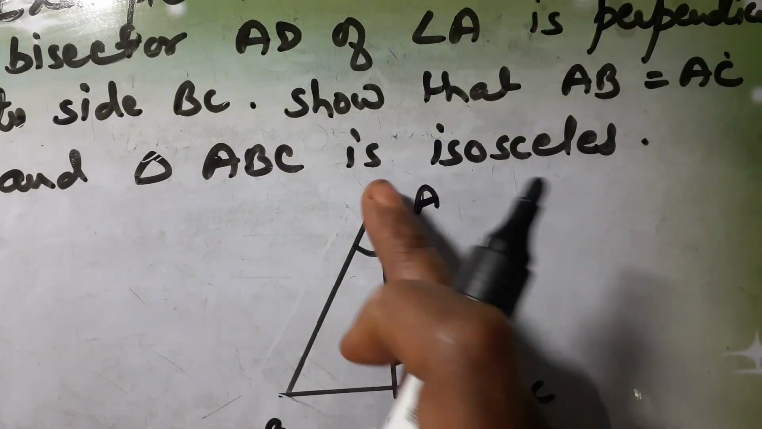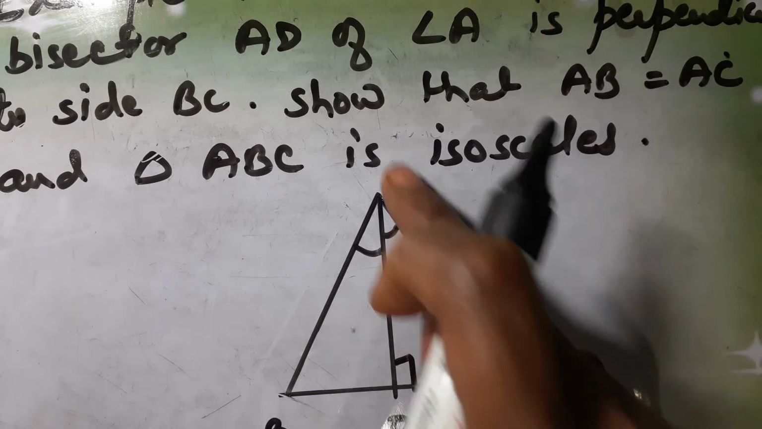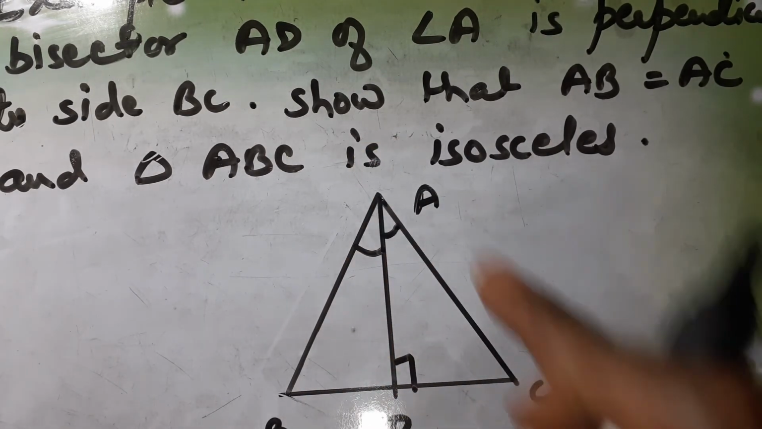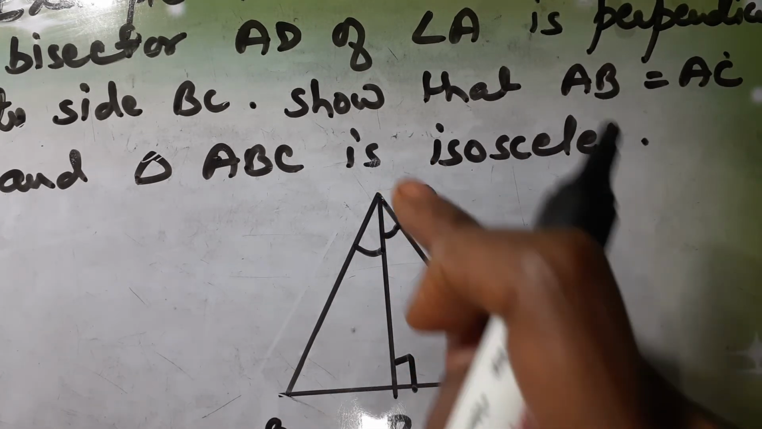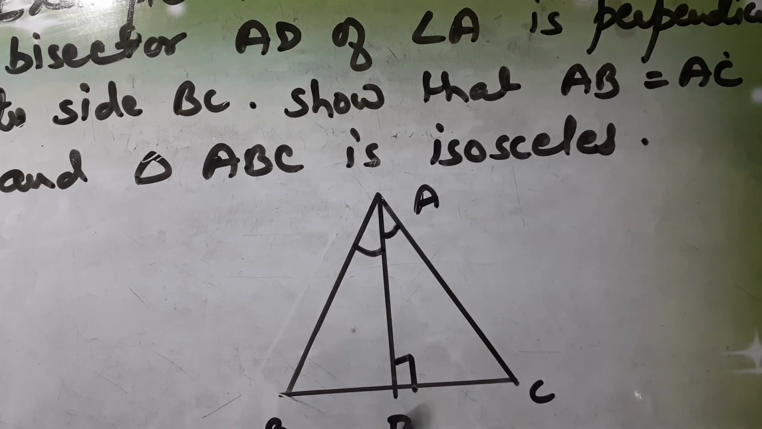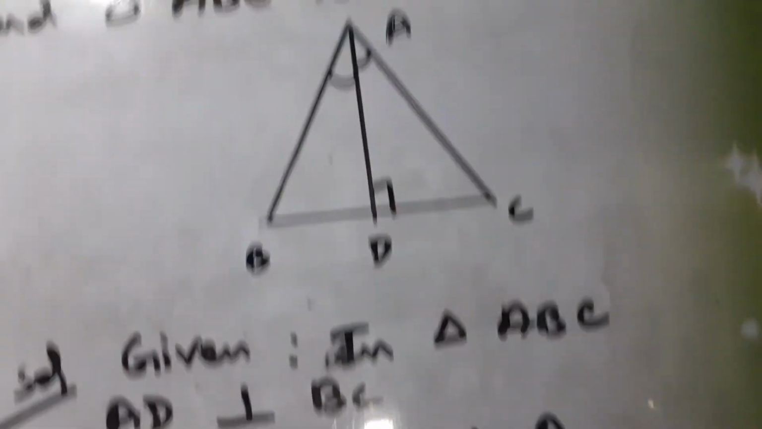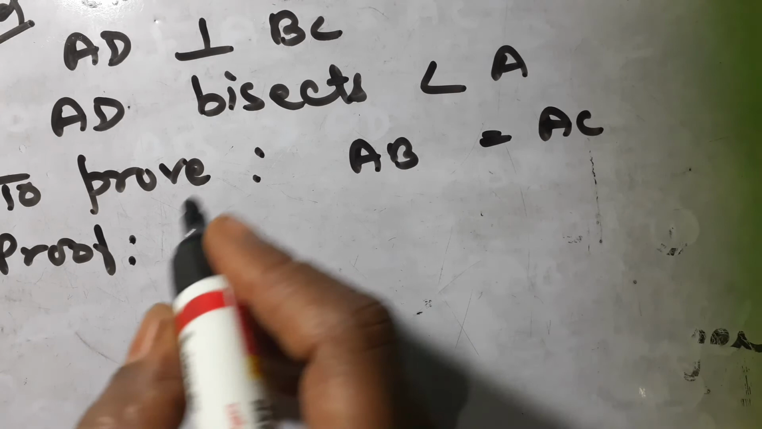In triangle ABD and ACD, we have AD bisects angle A, therefore angle BAD is equal to CAD. AD is equal to AD, common side. Angle ADB is equal to ADC, each 90 degrees. Therefore by angle side angle, the two triangles are congruent. Then by CPCT, AB is equal to AC.